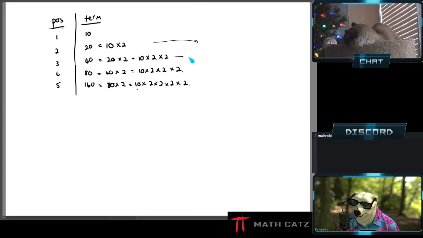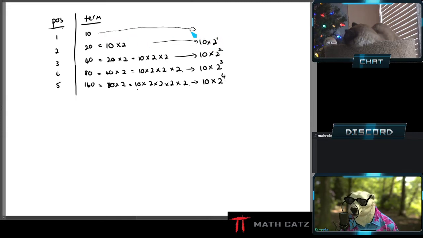So if I just line these up better, see here backwards, 160 was 10 times 2 to the power of 4, repeated multiplication. 10 times 2 to the power of 3, 10 times 2 to the power of 2, 10 times 2 to the power of 1, and technically the first term still fits that as 10 times 2 to the power of 0, because 2 to the power of 0 is 1. So I just get my 10.